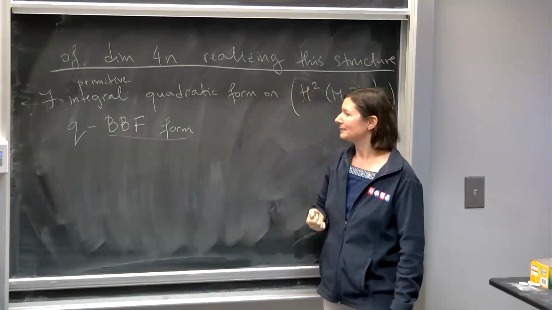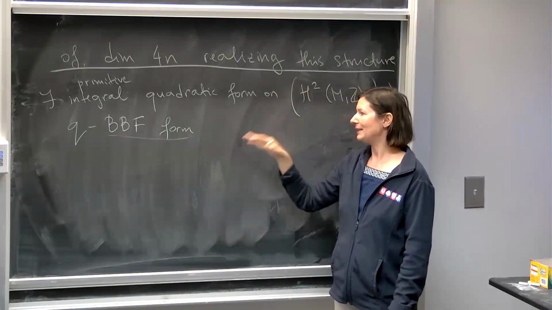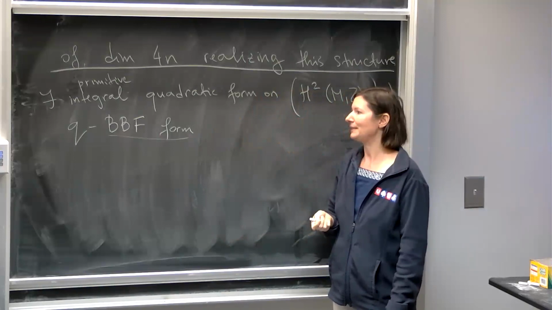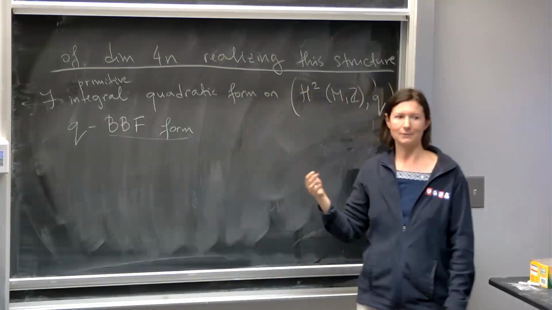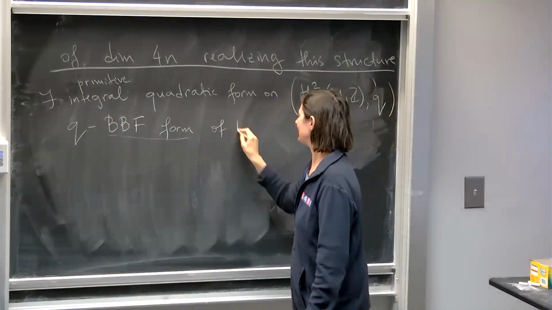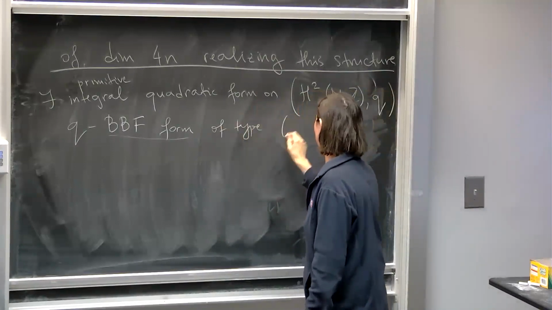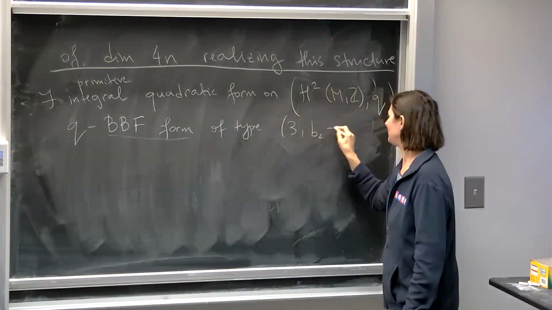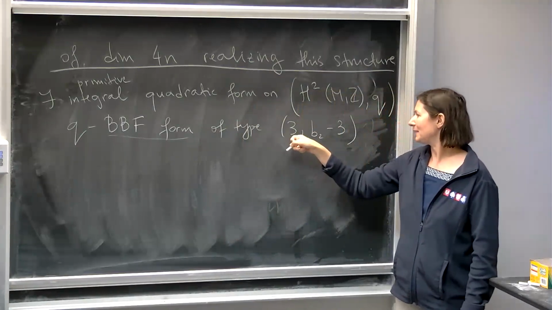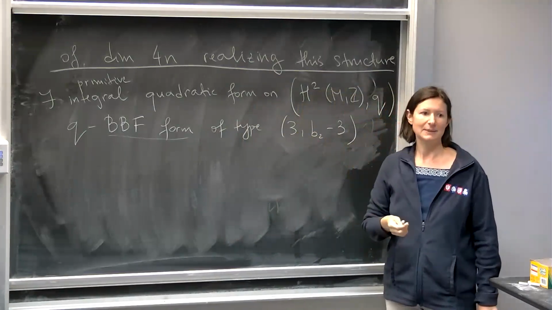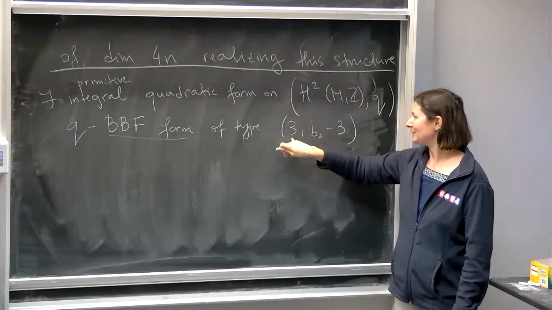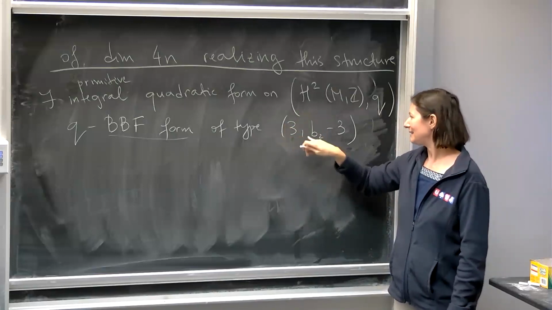So once you define this form properly, it gives you a generalization of the intersection form on K3 surfaces. It has signature (3, b2 minus 3). For K3 surfaces, it is of type (3,19). So here it's also indefinite, and it also has 3 positive directions, and then the rest are negative.